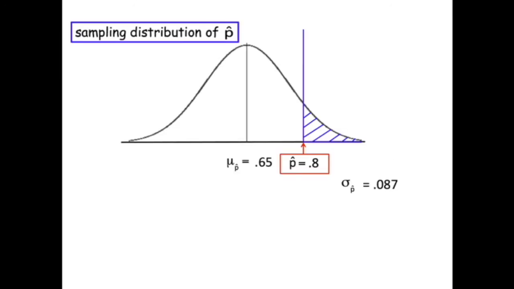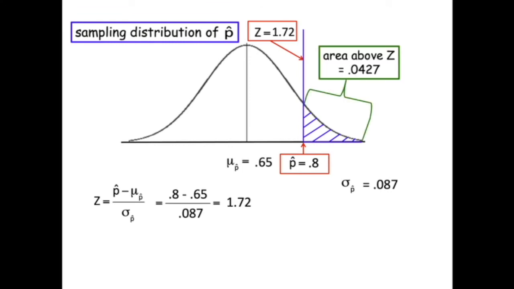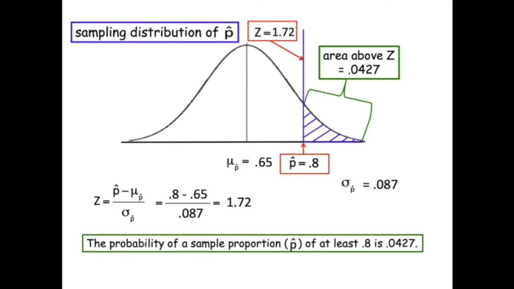We want to know the likelihood of getting a value for p-hat of at least 0.8, which is the area above p-hat. The formula for z is again a bit different because the parameters of the distribution are different. We get a z-value of 1.72 and use the table to find the area above z, which is 0.0427. So the probability of getting a sample proportion of at least 0.8 is 0.0427.